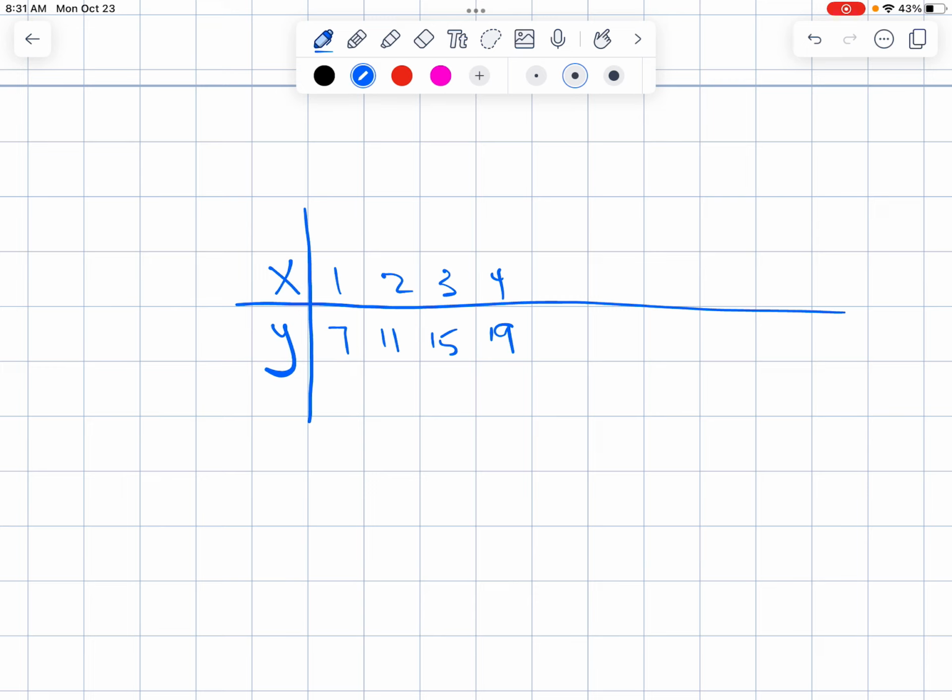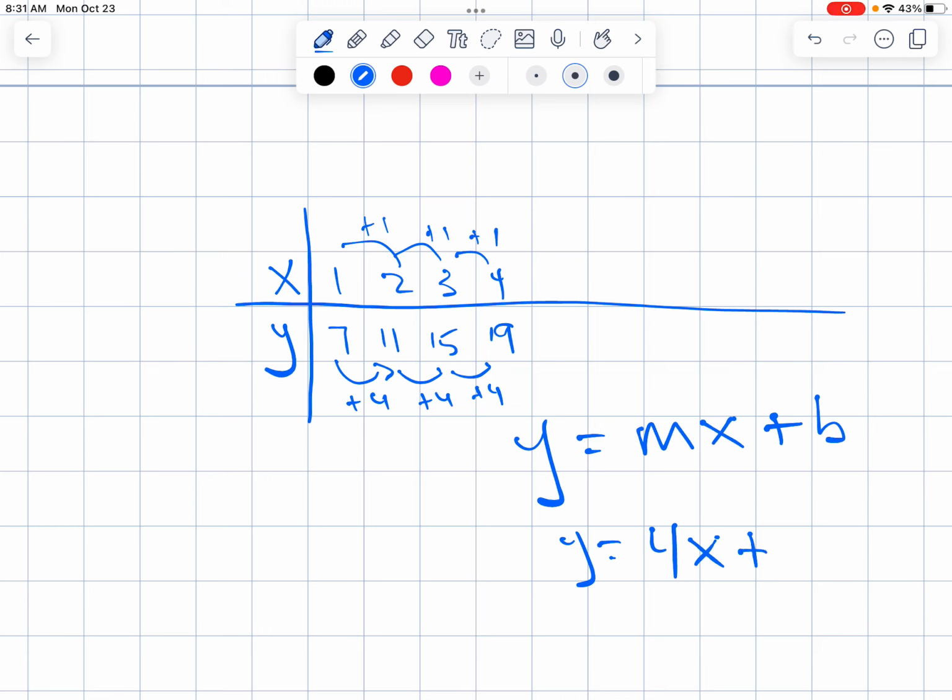Okay, so hopefully you've thought of this equation, y equals mx plus b. M is the slope. This is +4, this is +4, this is +4. Here we're going +1, +1, +1. So the slope is 4, y equals 4x plus b.